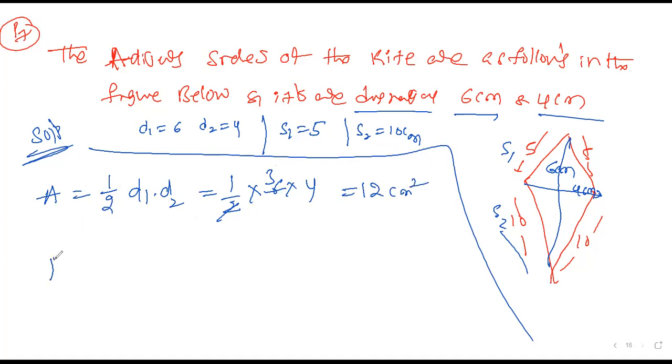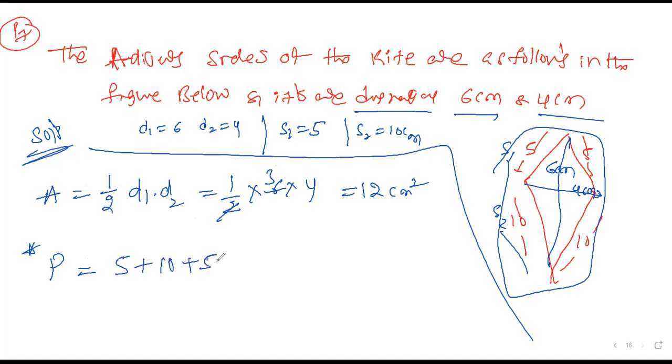Now the interesting thing is the perimeter. What's the perimeter of this kite? Add all the sides. What are the sides? 5 plus 10, 5 plus 10, the answer is 30 centimeters.